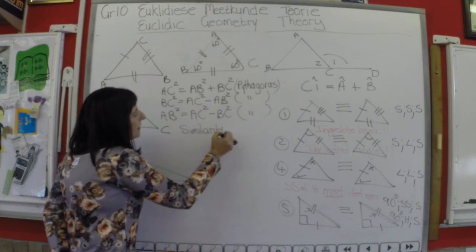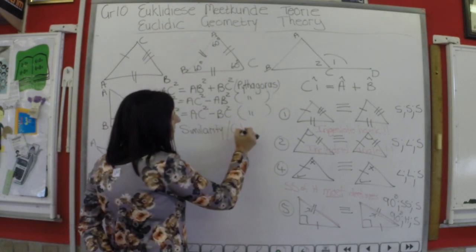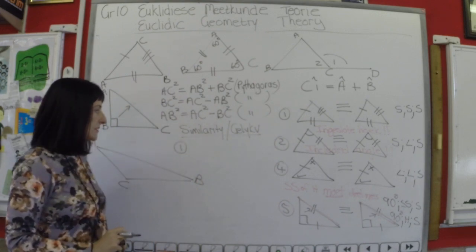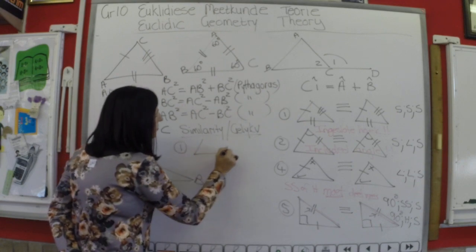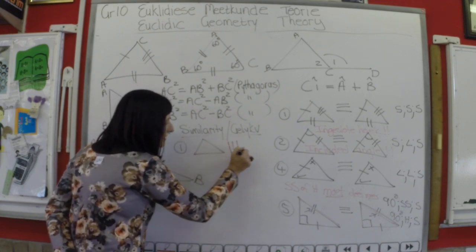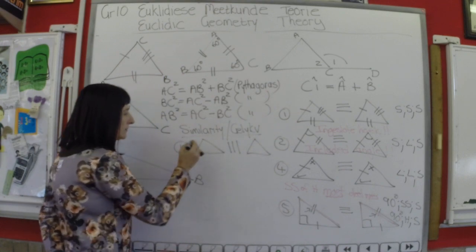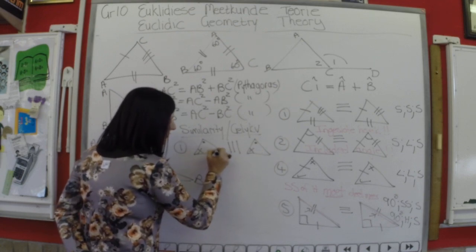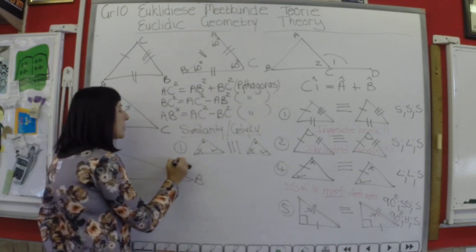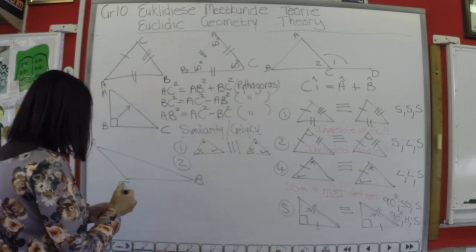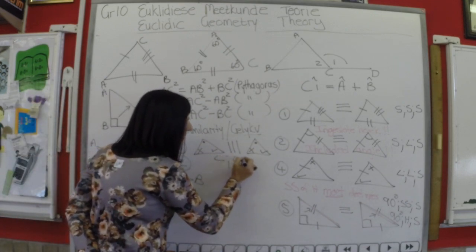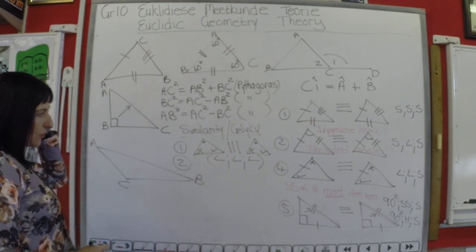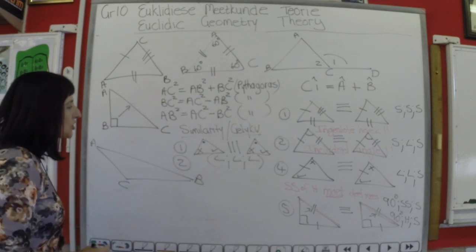Gelykvormigheid, similarity. Okay, gelykvormigheid. En by gelykvormigheid is daar net 2 redes. Number 1 is hoek. En gelykvormigheid se teken lyk so. Hoek en hoek. Okay. And the last one. Okay, it's right there. Angle. That's the reason. The last one, number 2, is where sides are in ratio equal.